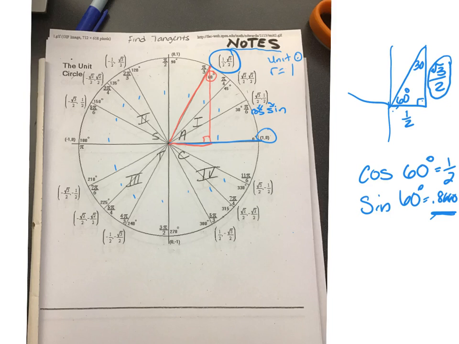Let's change color. This degree here is 30 degrees, right? Because it comes out of the center. What is the cosine of 30? It should be 0.8660, because that's the first number. What is the sine of 30? It should be 0.5 because it's the second number.